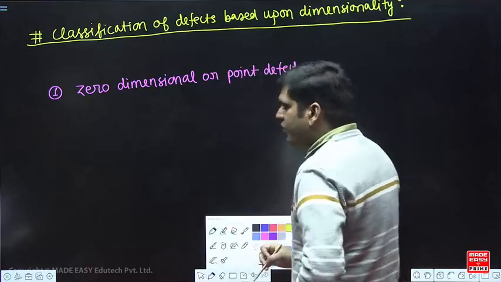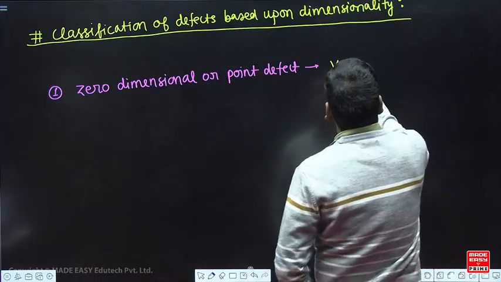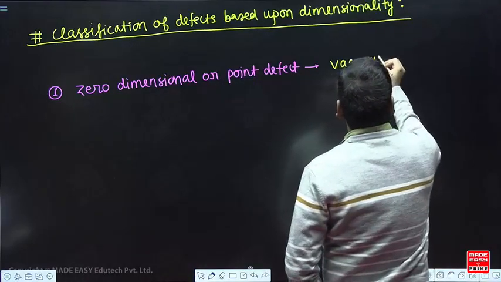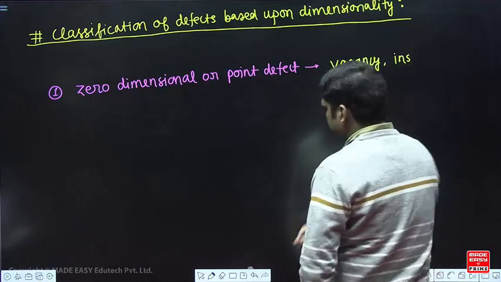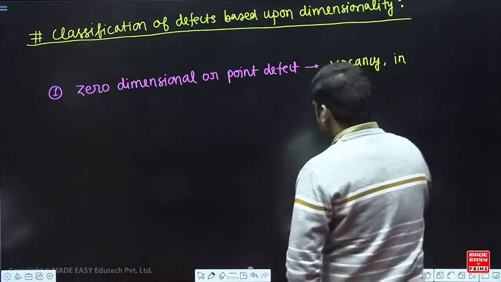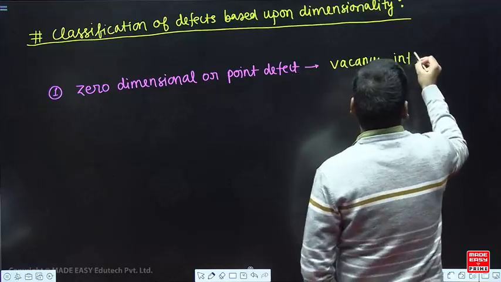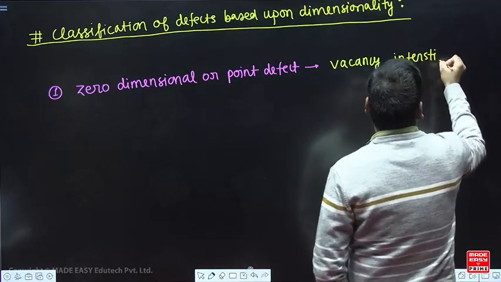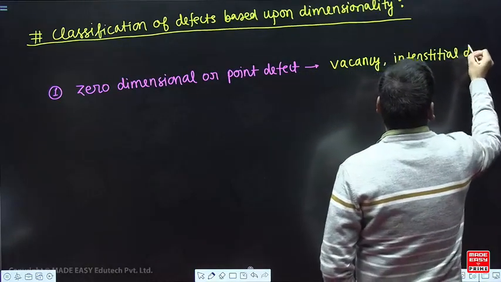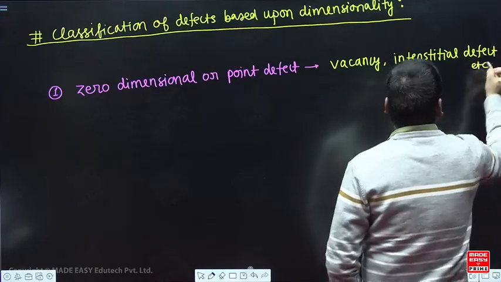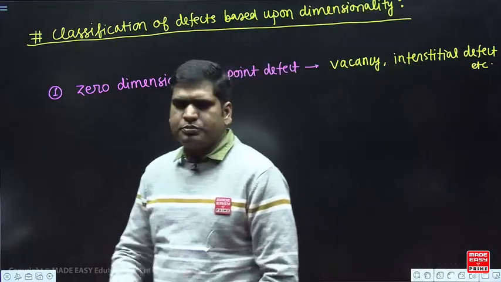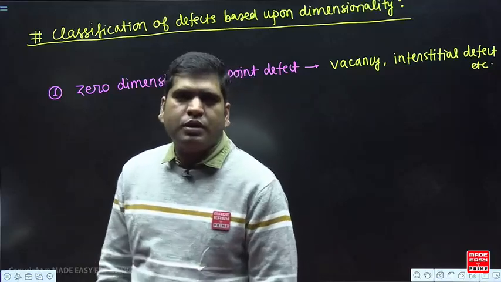In zero-dimensional and point defects, examples are vacancy, interstitial, etc., which we will study ahead. So only a point-like region is imperfect, the remaining crystal is okay.